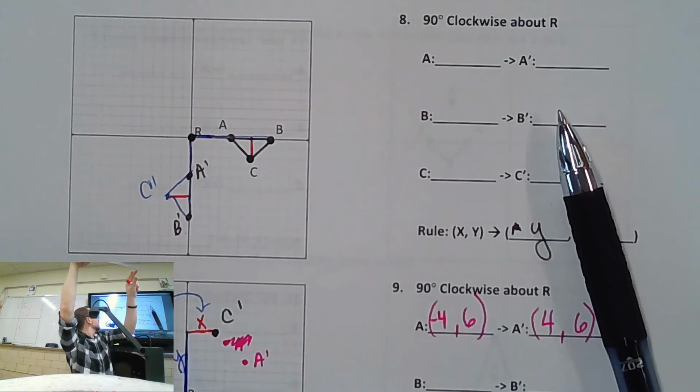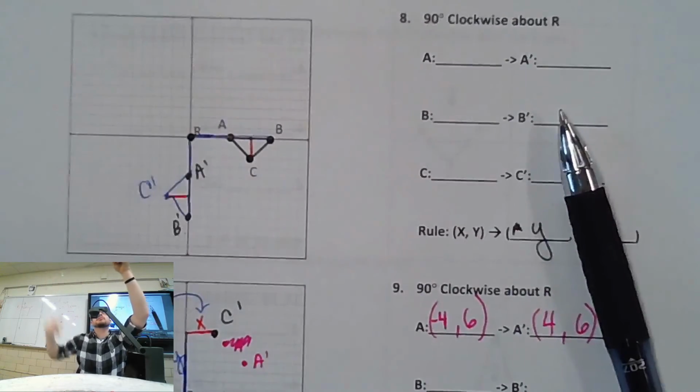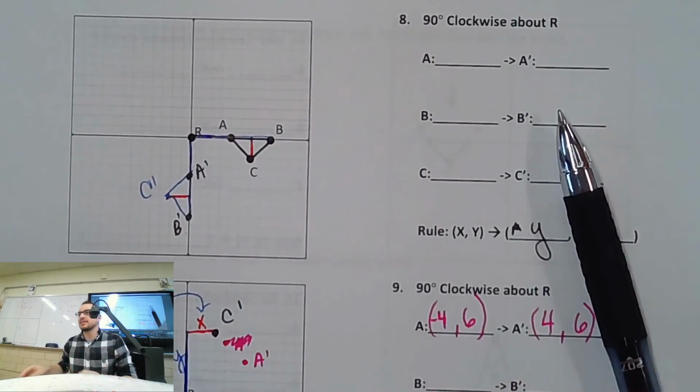Did I goof that? Clockwise. Clockwise is this way for me. It's going to go this way for you. Sorry. I hope you can forgive me. I have to think in mirror mode.